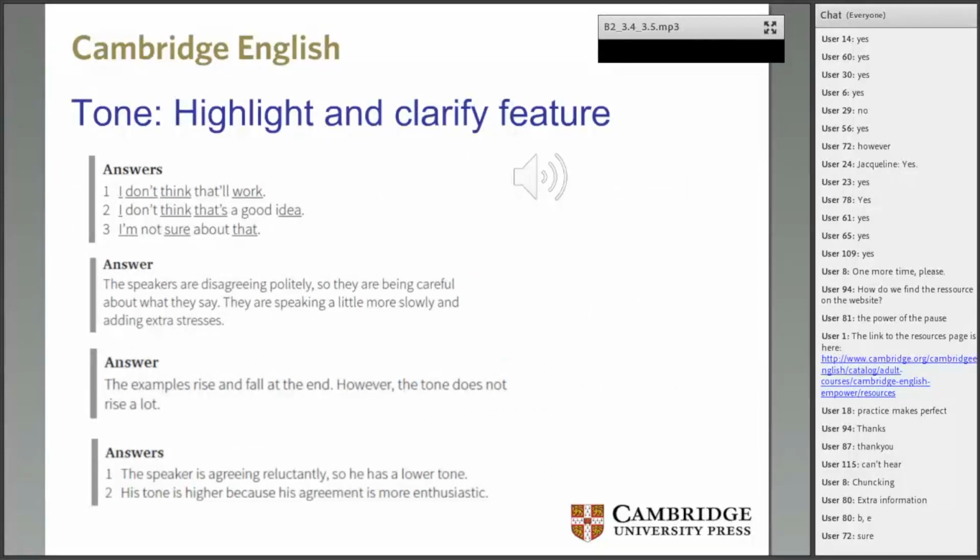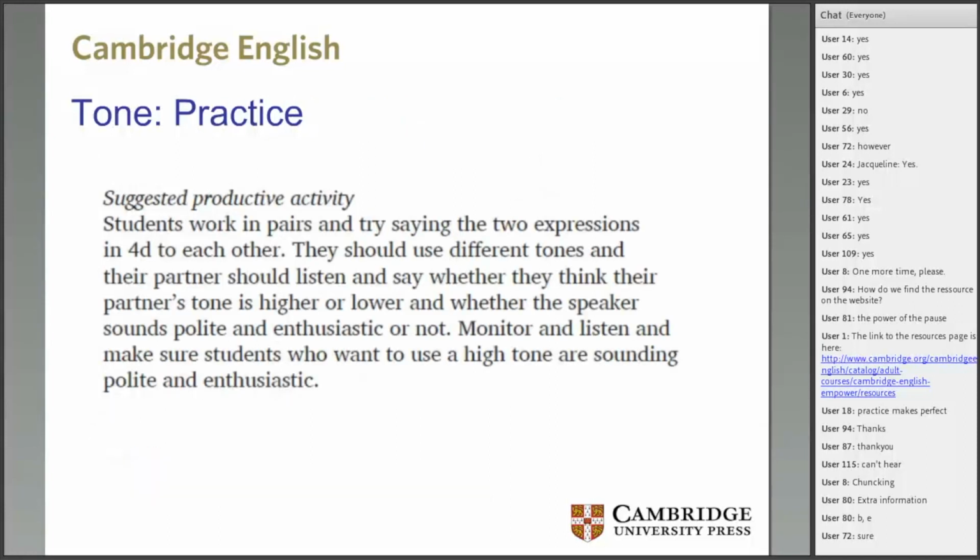Okay, so moving on to look at the answers. So what's happening here is in the first three examples, again, there are a lot of stresses because basically they're disagreeing with each other, but they're trying to do it sort of carefully and a little bit politely. So they give extra emphasis and they slow down a little bit. And then the second two examples, the speaker was agreeing reluctantly, had a slightly lower tone. And in the second example, his tone was a little bit higher and his agreement is a little bit more enthusiastic. So that's highlighting the feature, getting students to understand what's going on.